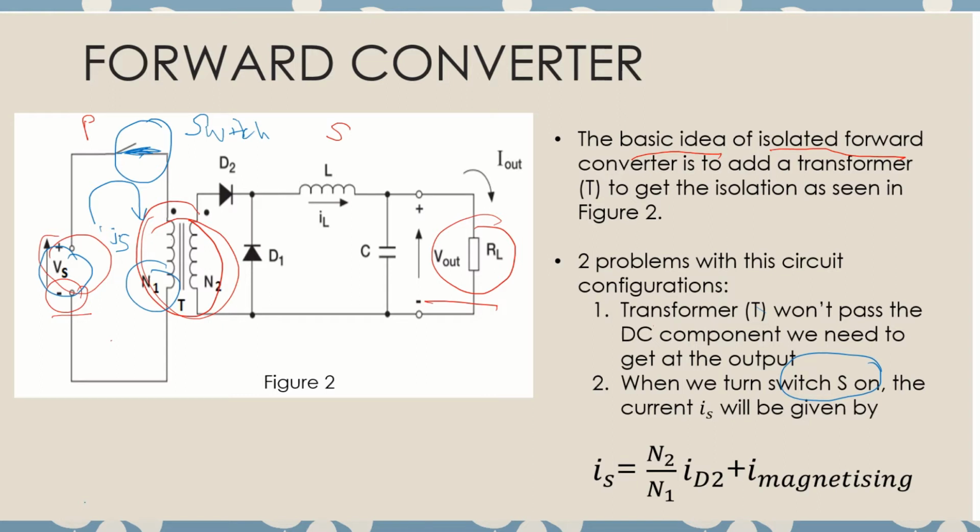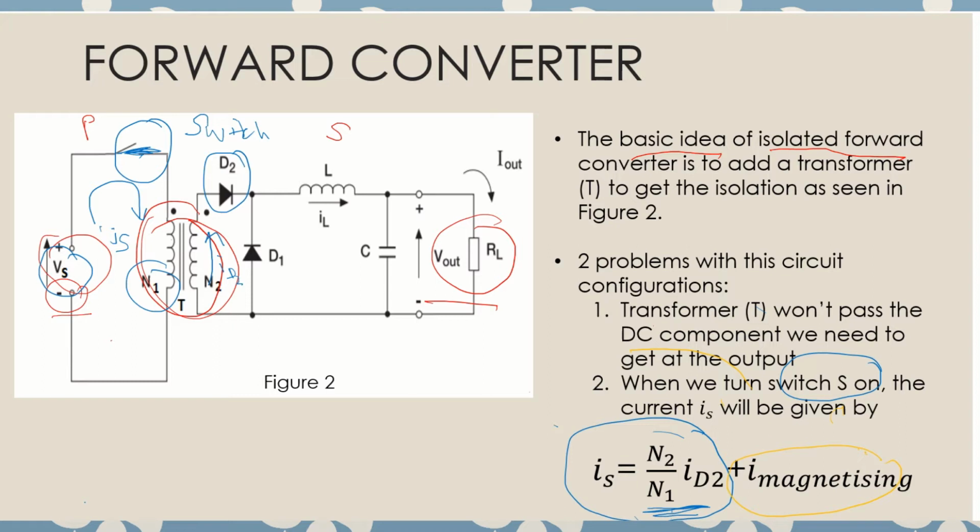Now you know that with the formula of the transformer, IS is related to the secondary. So the secondary we have ID2. We relate IS with ID2 using the transformer ratio. But now, because we are using a transformer, we have an additional component here. This additional one we call I magnetizing.